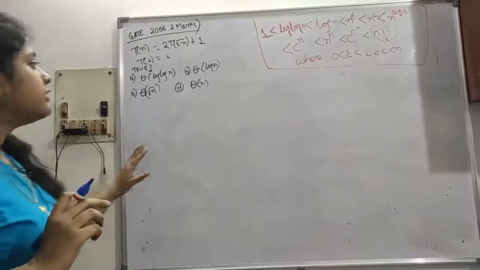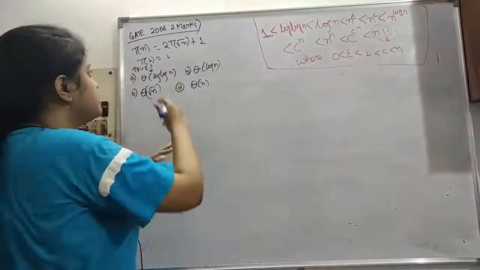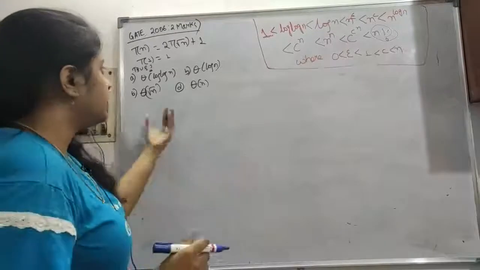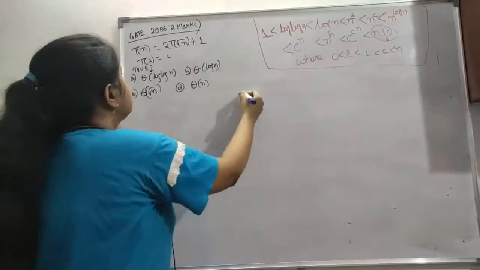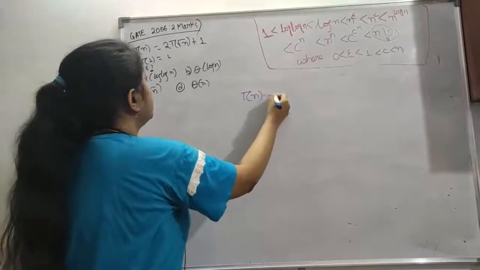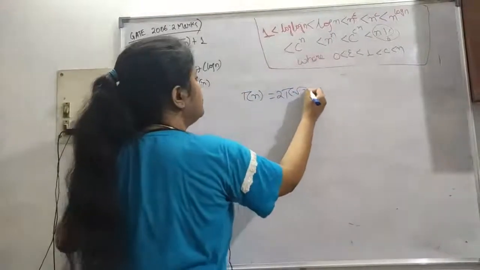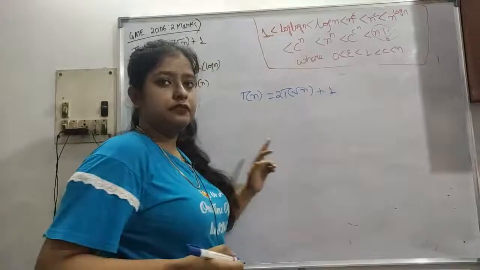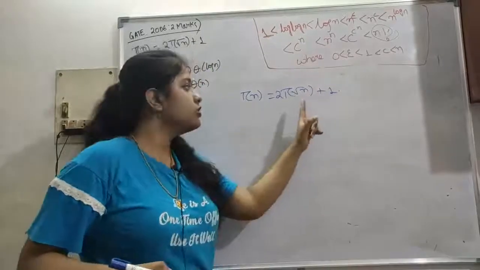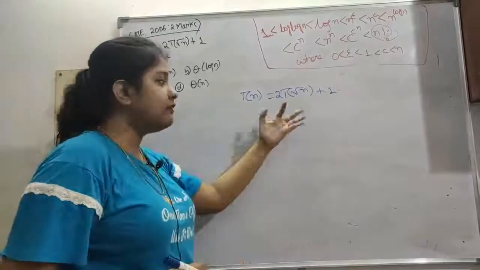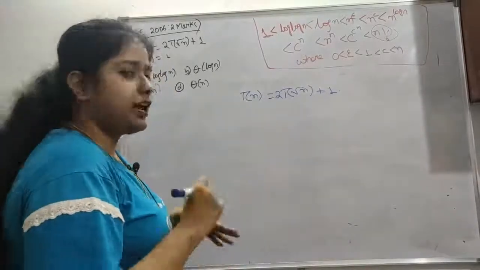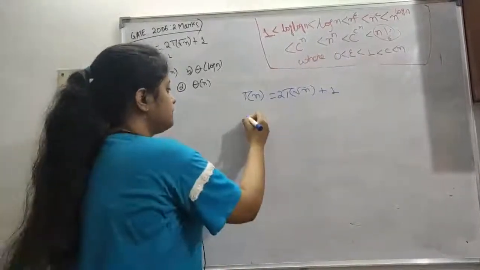So this is our next question. I have already told you this kind of question is common in GATE, I have seen. So let's see the question. So apparently it looks like this is not in the form of Master's theorem. I have taken one example before also. So just for practice I am taking it. You can practice by yourself or you can watch the video if you are having any problem. So let's see this.